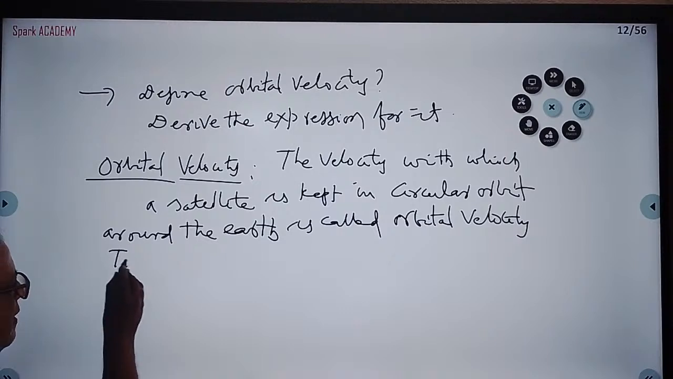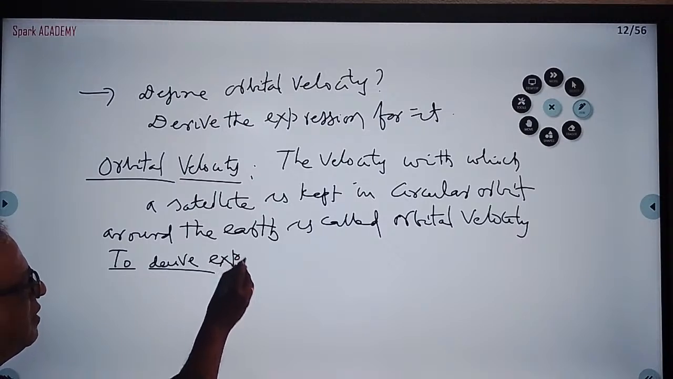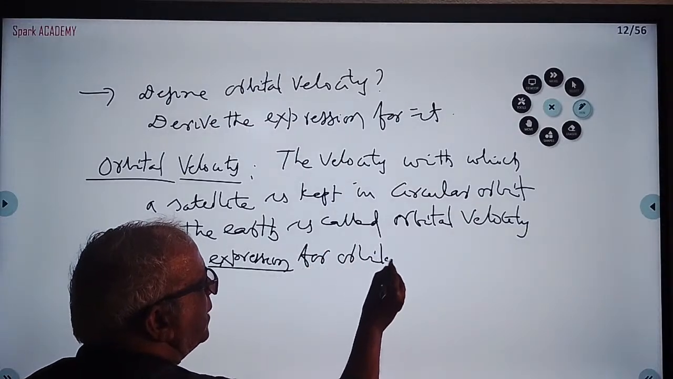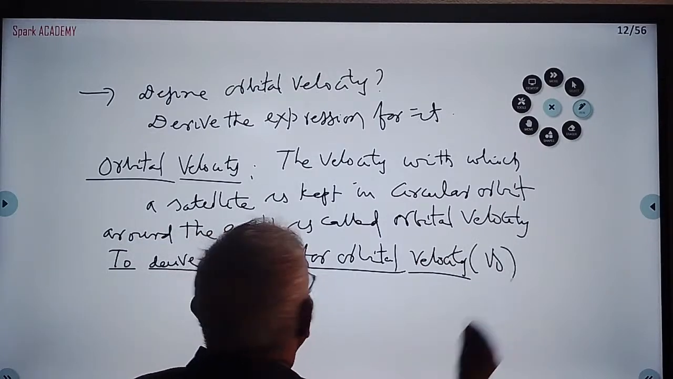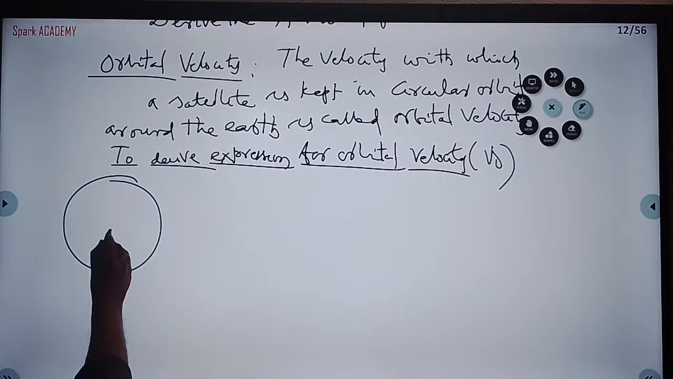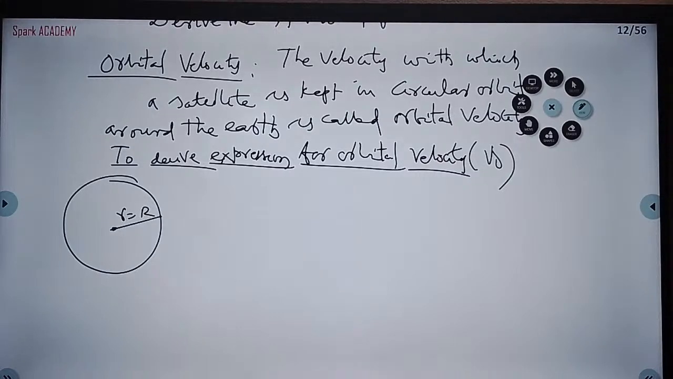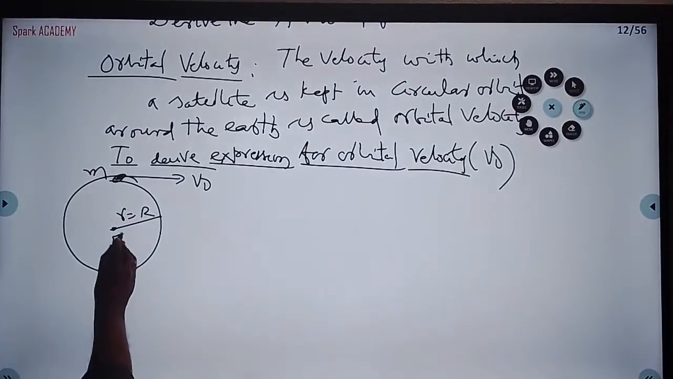To derive the expression for orbital velocity, that is V0, I am drawing the diagram. The radius of the orbit is small r, and capital R is the radius of the earth. The satellite is launched here with an orbital velocity V0, like this. Here M is the mass of the earth.